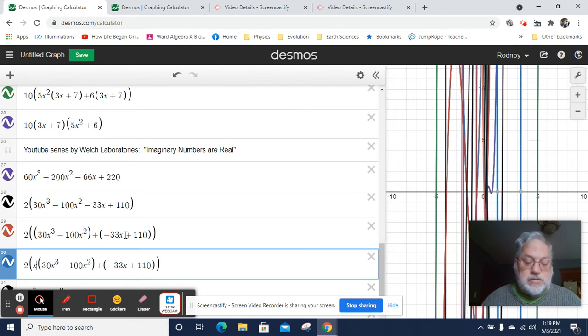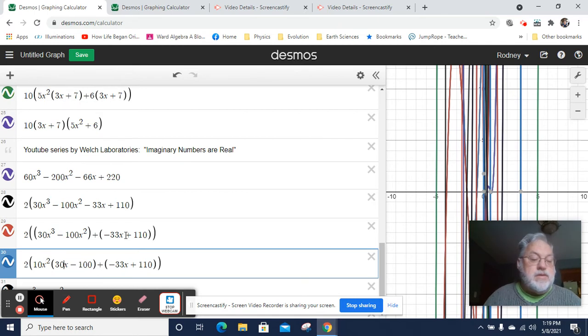So I'll pull out an x squared, and that drops that just to an x. And that drops that x squared into a 1. And now I can pull out a 10, and 30 becomes a 3, and 100 becomes a 10.